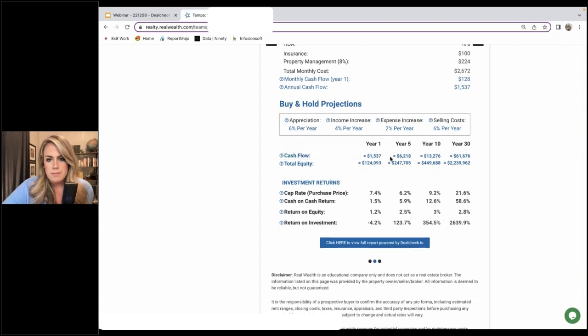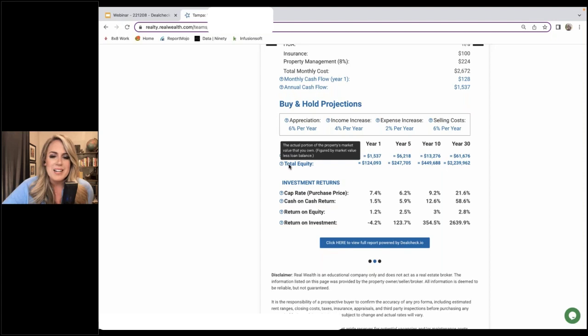So you can see here, this lets you look at year one, $1,500, not life-changing, right? But just by year 5, we're already up to $6,000 a year. So we're definitely getting somewhere with that kind of return. And then certainly by year 10, $13,000 a year, that's not chump change, especially if you have a couple of these. That's retirement. That's what that is.